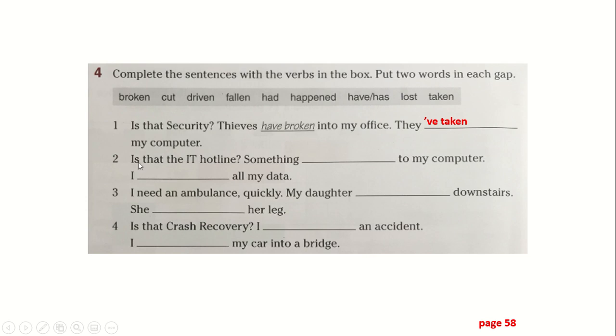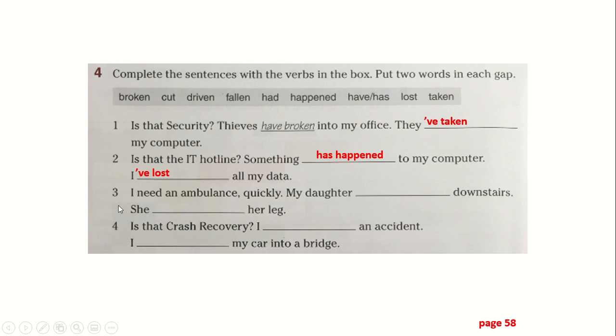Okay, now let's move to number 2. Is that the IT hotline? Something to my computer. Something, remember we need 2 words. One of them is have or has. Something is singular, مفرد, so we use has. Then something has happened. Yes, something has happened to my computer. All my data. I have or has. I takes have. I have all my data. I have lost all my data. Again, we can write apostrophe VE instead of have.